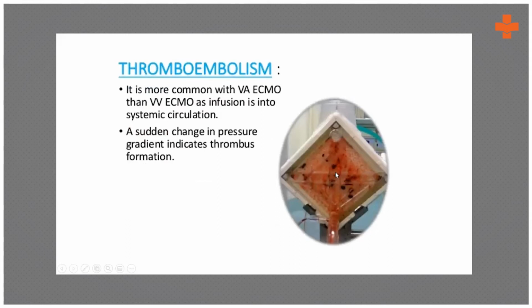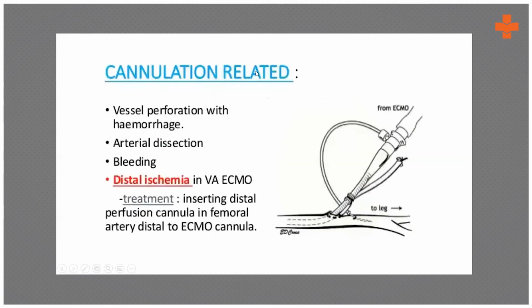Now, what happens if this is pumped back into the artery of the patient? These thrombi will cause embolism either in the limbs, or sometimes even retrograde in the brain. So you have thromboembolism. Then you have cannula-related problems, where you can have damage to the cannulas. You can have arterial dissection if the cannula is put in the artery. You can have bleeding because of dislodgement of the cannula.